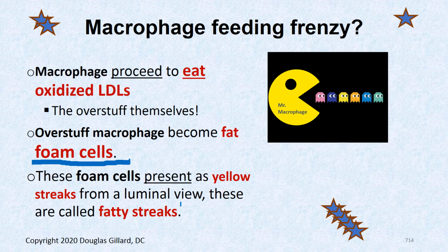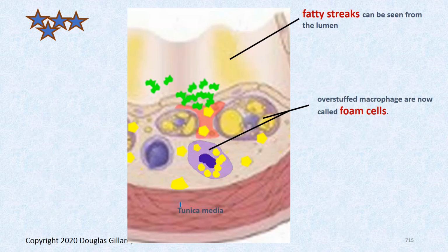And there's so many of them that it starts to cause a beaver dam. It starts to push into the lumen. And you can start to see, if you stick an endoscope down the blood vessel, you can start to see these bumps, these beaver dams, these long columns of fatty streaks, they're called. What are they? They're just hundreds of thousands of macrophages overstuffed, called foam cells. Okay, that's the story with that.